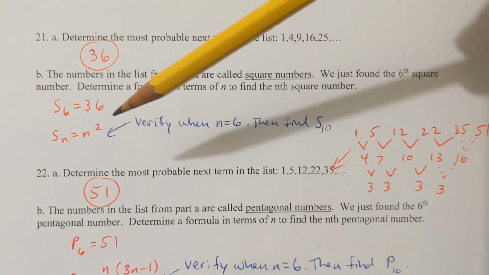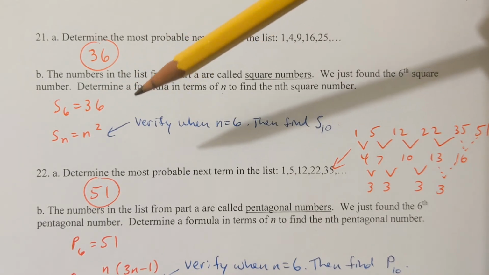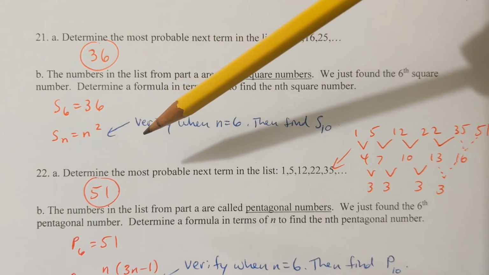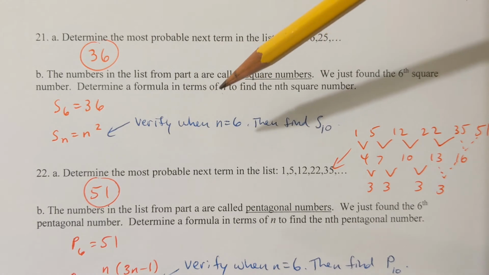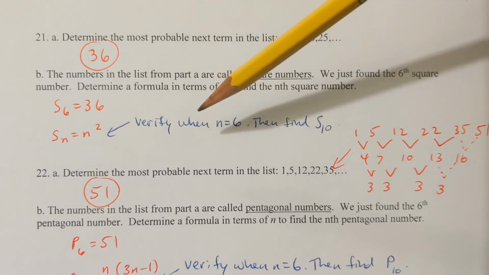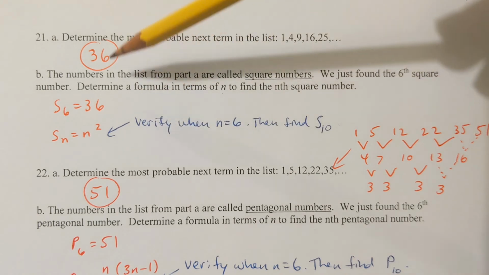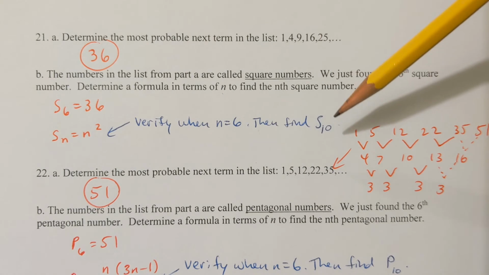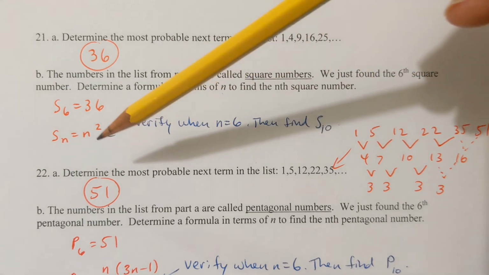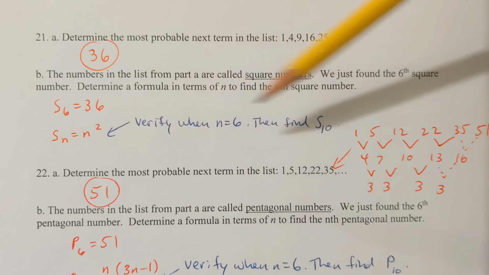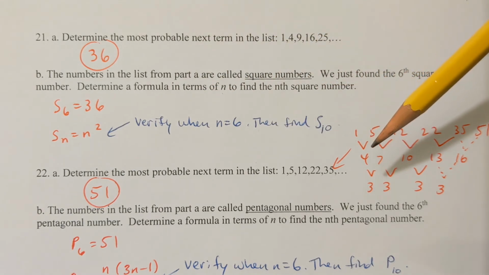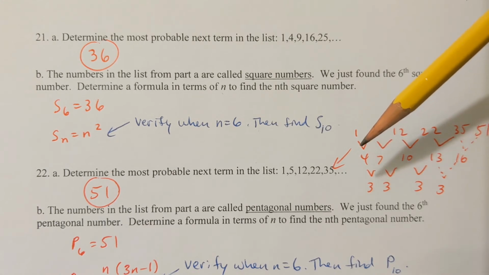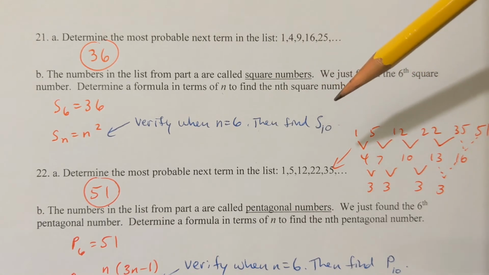Well, s sub n represents the nth square number. There's no mystery to this formula. I'm just squaring numbers, so n squared would be what I get. When n is 6, 6 squared is 36, so s sub 6 is 36. What if I want to know s sub 10? 10 squared is 100. The nice thing about knowing s sub 10 is that I don't need to know s sub 9, I don't need to know s sub 8, I don't need to know s sub 7. I don't care about those numbers. I can just find s sub 10 directly.